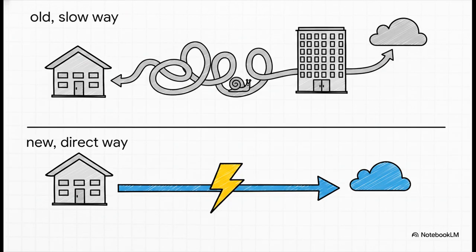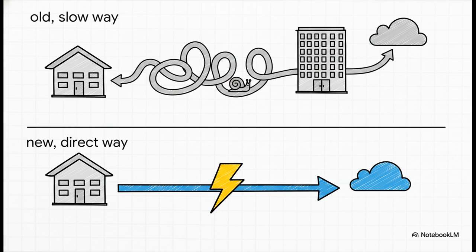Historically, organizations would backhaul all their branch traffic straight through a central headquarters just for security inspection, which, as we know, creates a terrible latency bottleneck. Well, Aruba integrates natively with EdgeConnect SD-WAN to intelligently route that traffic directly from the local branch right to the nearest SSE edge.